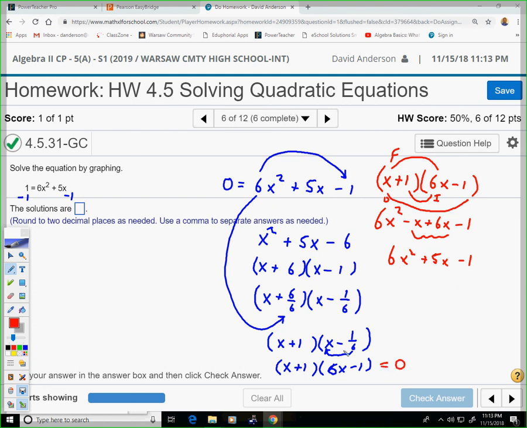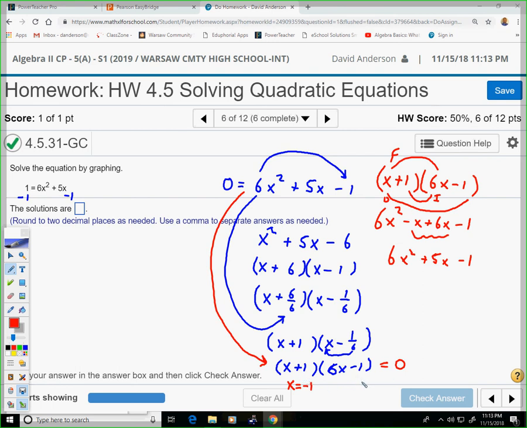Alright, so this equals 0. This is the same as that. And so last thing I want to do, I want to check what makes these factors equal to 0. Well, this one's easy. If this x was negative 1, then that would make this factor 0. How about this one here?